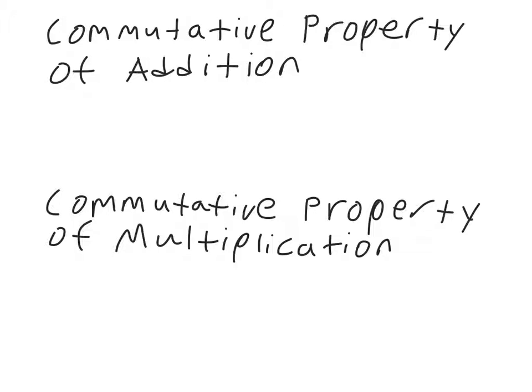For addition, it says, for any two numbers, a and b, if you have a plus b, then that's the same thing as saying b plus a. So it's essentially saying that with addition, order doesn't matter. So you can say a plus b, or you can say b plus a. Using numbers, as an example, we can say 2 plus 3 is the same thing as 3 plus 2. As you can see, they both equal 5.